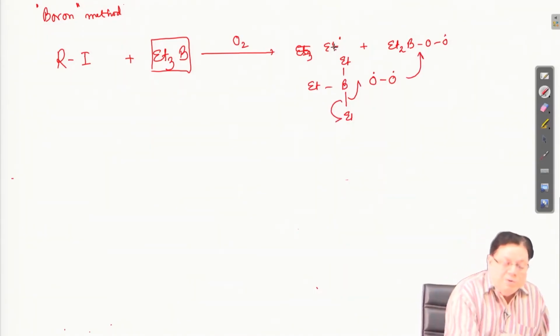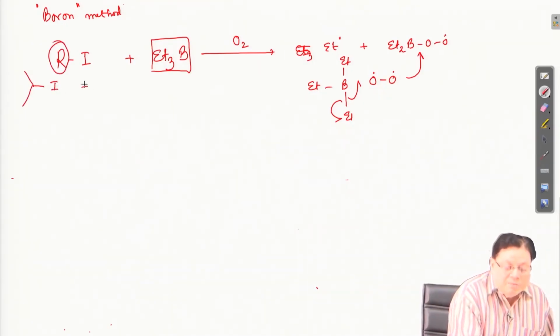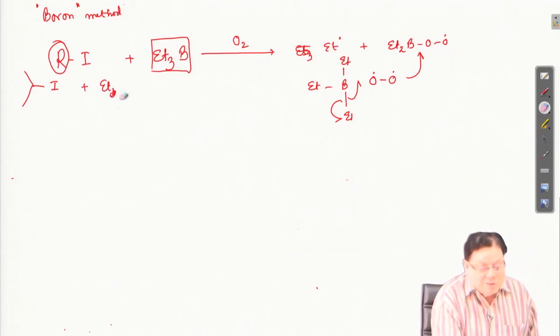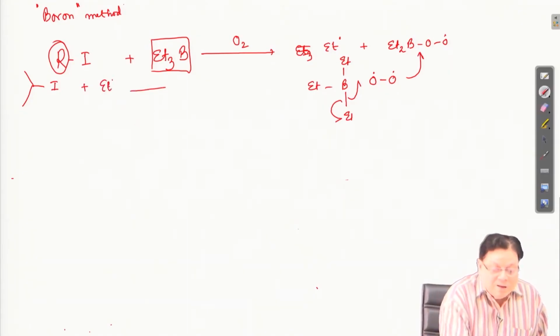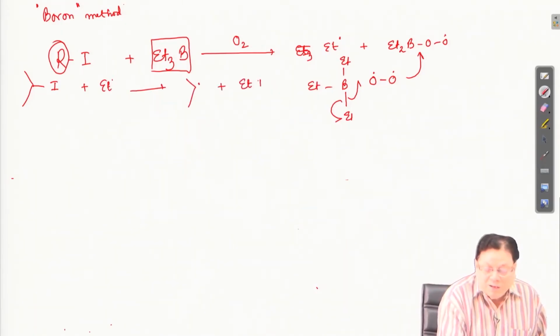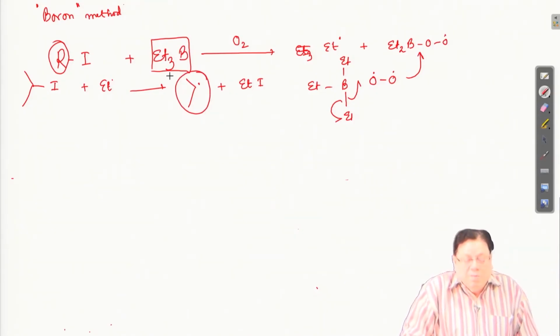Okay. Now, suppose this R is an isopropyl iodide. Okay. So, then isopropyl radical is certainly more stable than an ethyl radical. So, now the reaction will take place between ethyl radical and isopropyl iodide, with the formation of isopropyl radical and ethyl iodide. And then whatever carbon-carbon bonds you have in mind, you can try to make those with the help of this isopropyl radical. So, this is the boron method.